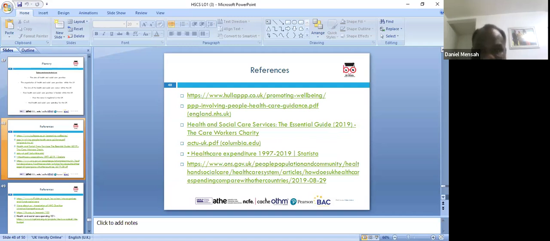References: if you go into your student module, you can find all these references and read more. It has the Health and Social Care Services Guide, and a care worker charity, one of the charities that help the NHS. You also have the Health and Social Care Act 2012. These are things you can read about, and all this information you can get on your module.